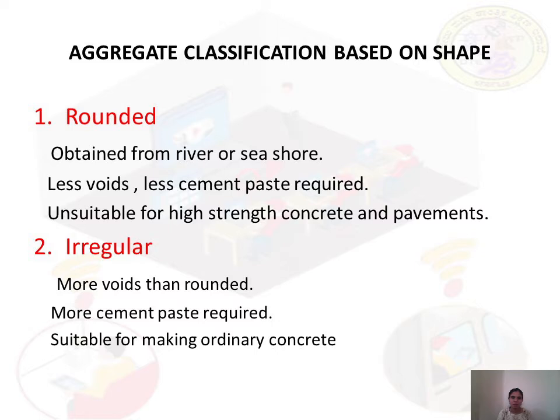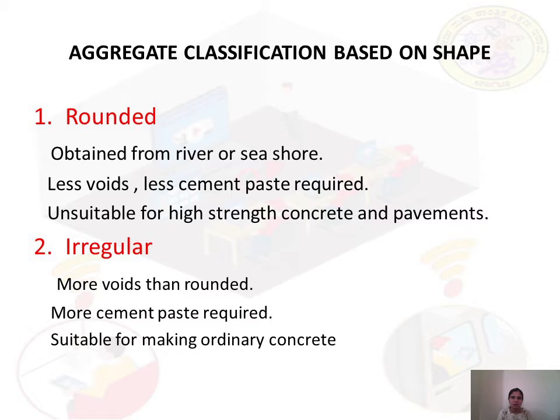Based on shape, there are 4 different types of aggregates. Number 1 is rounded aggregates. The next one is irregular aggregates. Next is angular aggregates. Coming to the first one, rounded aggregates.